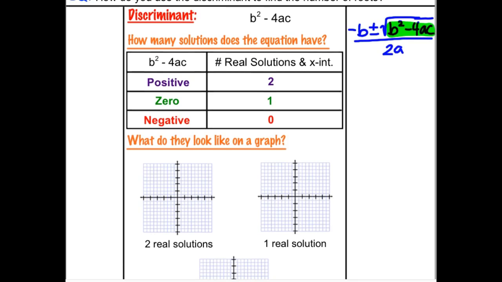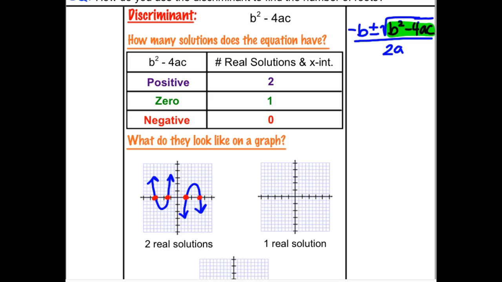Alright, so what that means graphically: if you have a positive result, so b squared minus 4ac comes out to be a positive number, it doesn't have to be anything special, it could be anything from 1 to whatever, then you're going to have a graph that, whether it be opening up or opening down, it doesn't matter, is going to cross the x-axis at 2 different points.